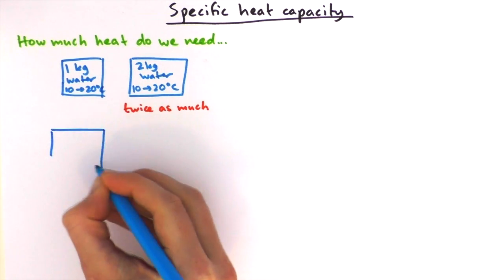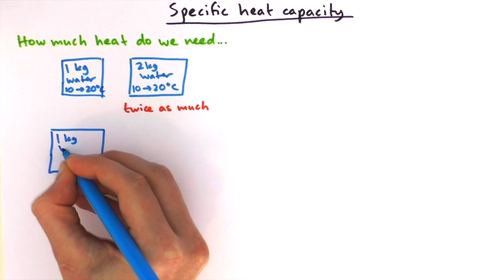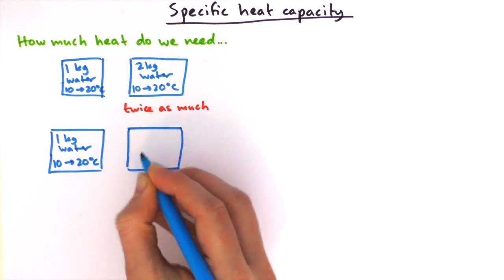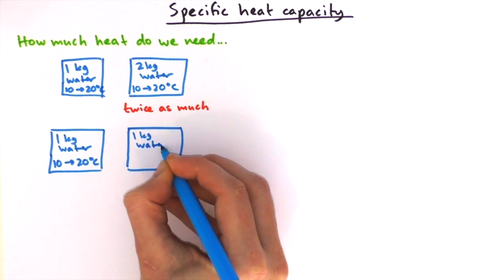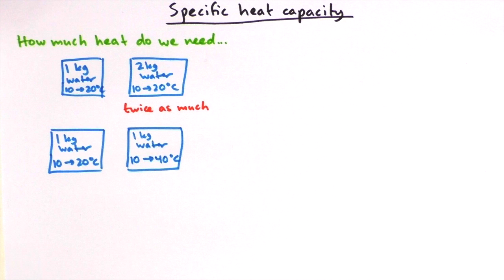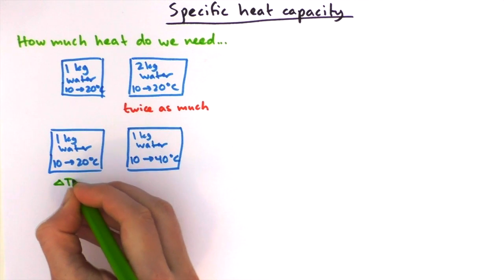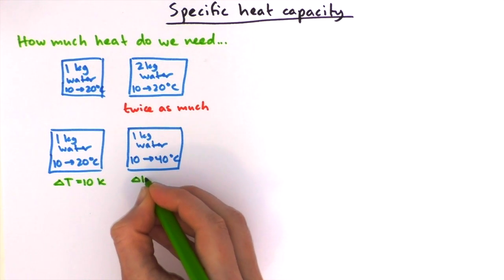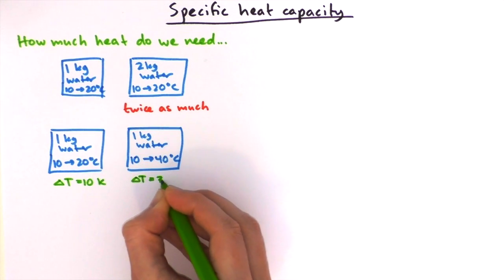Right, so the next example is if we're heating up 1 kilogram of water from 10 to 20 degrees Celsius again, but we also want to heat up 1 kilogram of water from 10 to 40 degrees Celsius. How do these two compare? Well, the temperature difference in the first one is 10 kelvins, or 10 degrees Celsius, it's the same thing. And in the second one, we've got 40 minus 10, which is 30 kelvins.